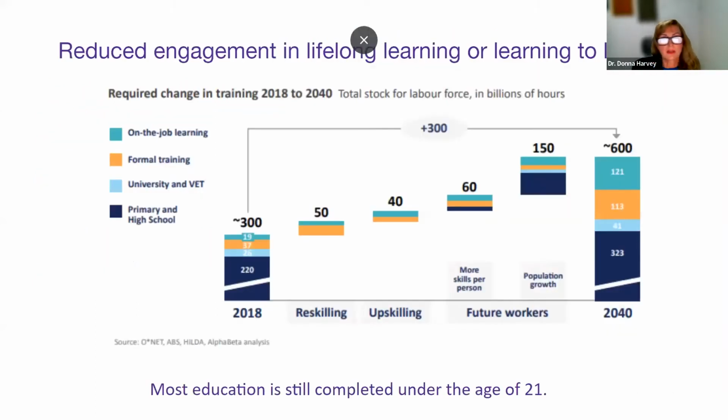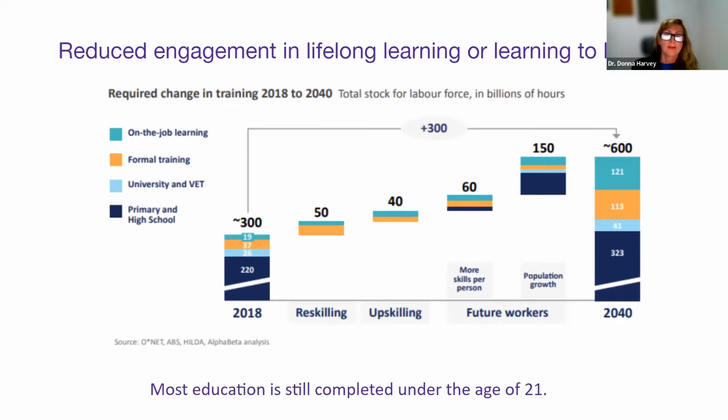The last point there was reduced engagement in lifelong learning or learning to learn. Sorry, this is Australian data here from AlphaBeta and the Australian Bureau of Statistics. I'll just talk you through this very quickly. So as you can see there in 2018, and it goes to 2040, they're basically looking at the total stock of labour force in millions of hours that we will undertake in our country in 2018 as opposed to 2040.